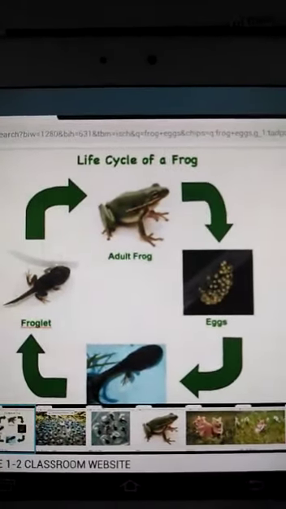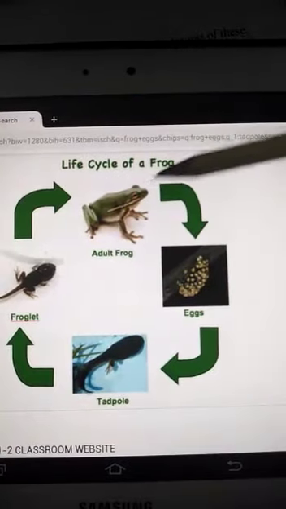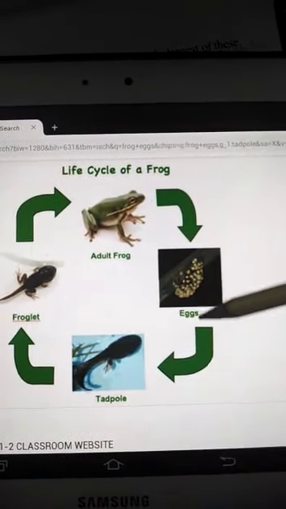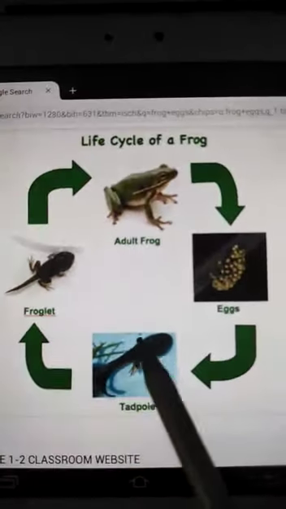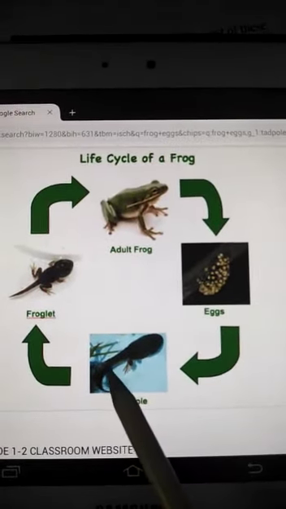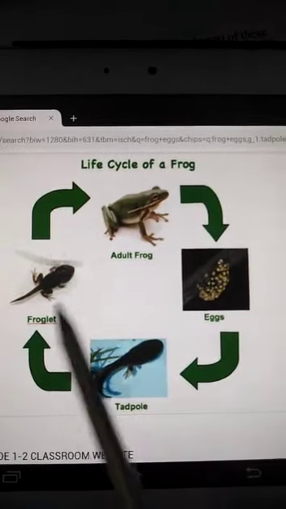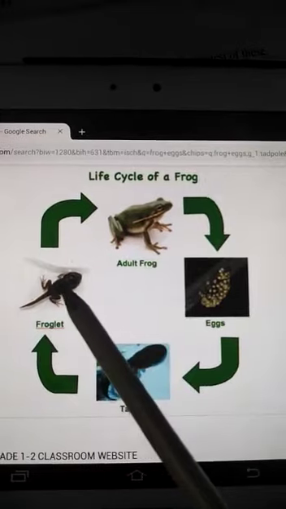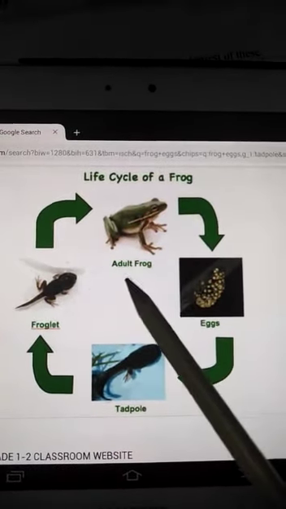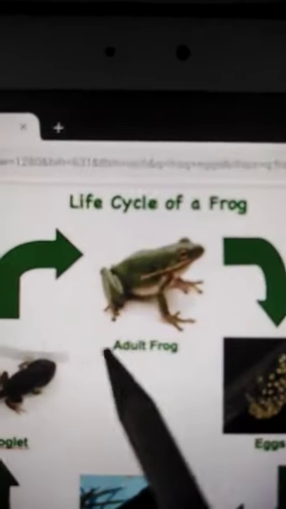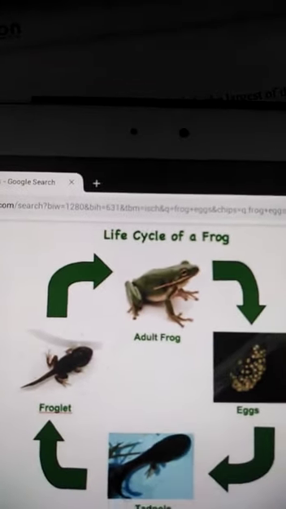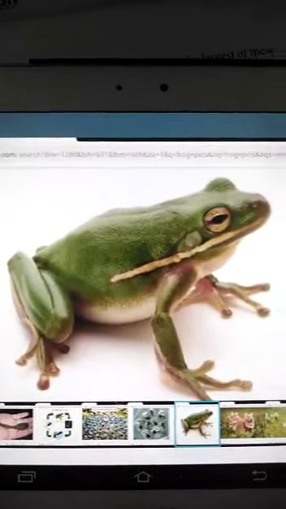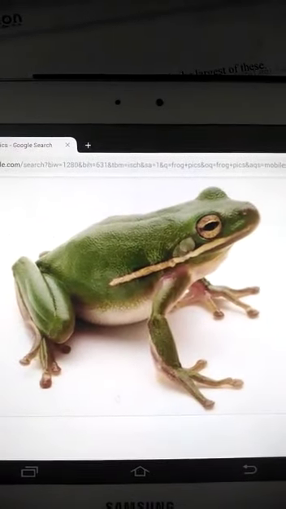Yes, this is the life cycle of a frog. You can see an adult frog, it gives eggs and from eggs comes a tadpole. This is called a tadpole. And from the tadpole it develops into a froglet. A froglet is a small frog which is more like a lizard. And the froglet then develops into an adult frog, a complete frog. You can see the hind legs of these. This is a complete frog.